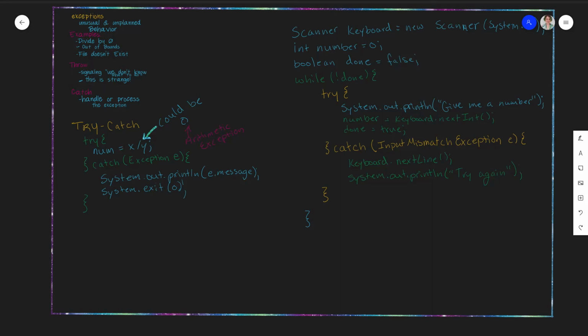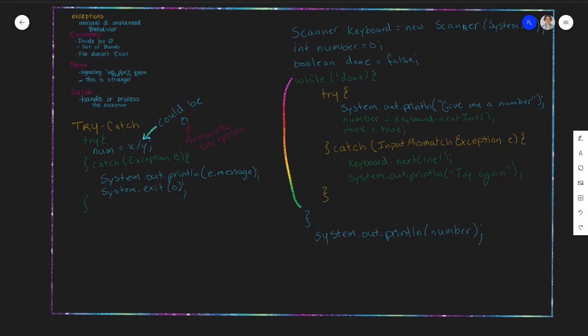Now, the other thing here is we want to make sure that we can also print out that number when we're done. So we'll just do System.out.println. And we're just going to print out number. So this whole try-catch here that we're seeing, this whole thing right here, is going to repeat until we get a number.